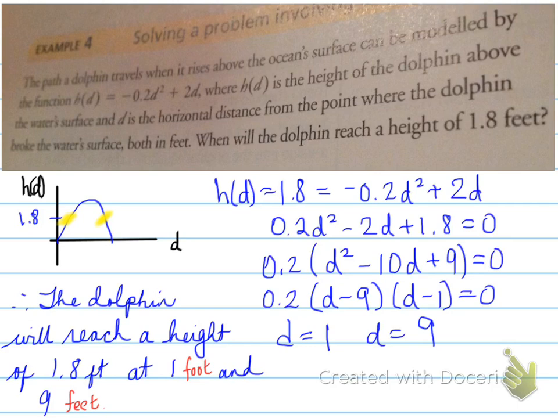So basically, it'll be at 1 foot at this point right here on its way up, and then at 9 feet later from where it jumped out of the water, so 1 foot over, it'll be at 1.8, and then 9 feet from when it jumped out of the water, it will also reach 1.8 feet.